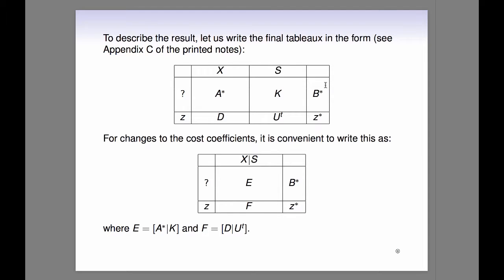And then here we have B star are the numbers that appear in the resource values column, again in the final tableau. And here the optimal solution Z star. Alternatively, sometimes it's convenient to group the decision variables and slack variables together. So if we put them all together, then the big matrix, which is formed by A star and K, we denote that E, and the long vector D followed by U transpose, we denote that F. So the theorems will refer to these blocks of numbers and vectors.